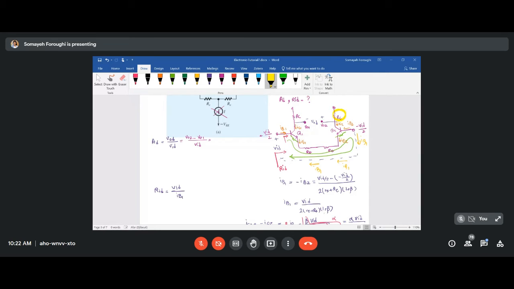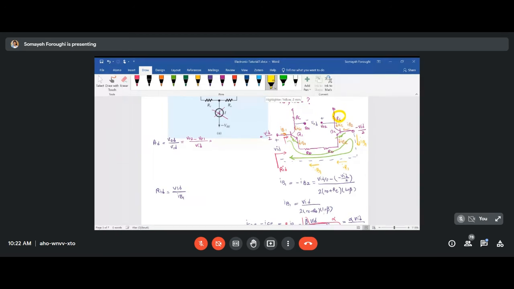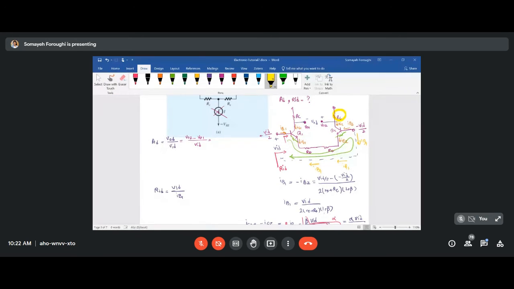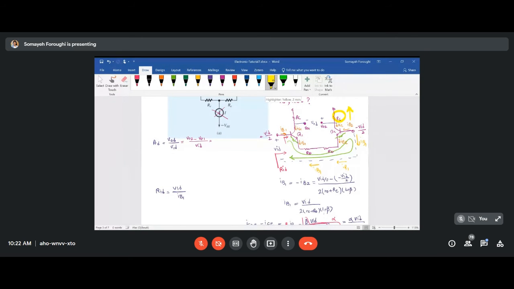VO2 is the voltage over RC. But remember, it should be in the opposite direction of IC2, because for finding VO2, you have to multiply RC by the current passing through RC in that yellow highlighted arrow direction. Then that means it will be negative RC times IC2.